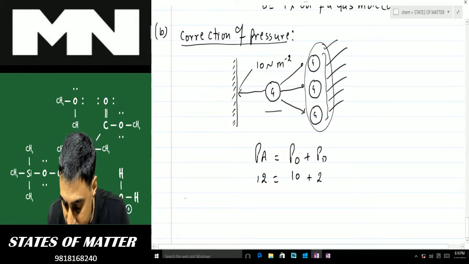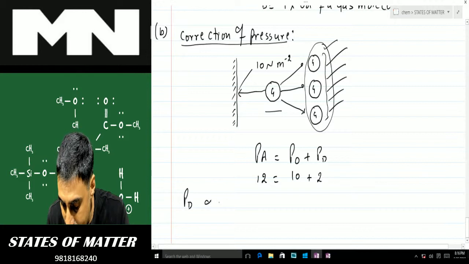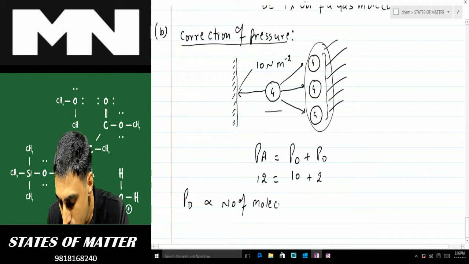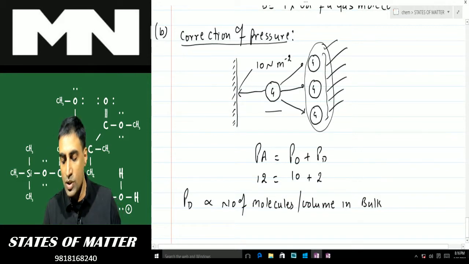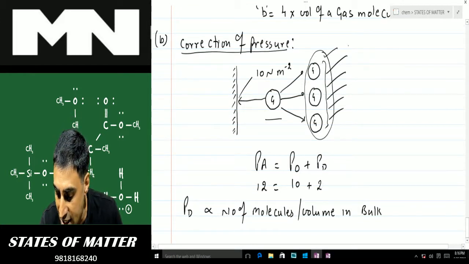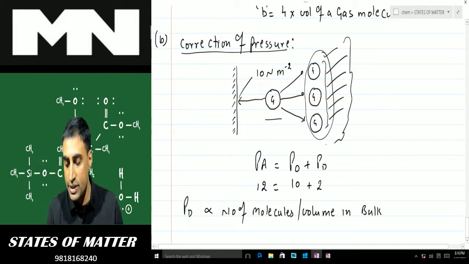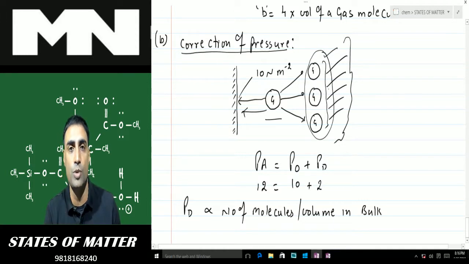This decreased pressure is directly proportional to the number of molecules per unit volume in bulk. That means these gas molecules which are here, which are behind the molecule which is striking. Here I have written 3 gas molecules. Had there been 4, the force of attraction would have been more. Had there been 6, the force of attraction would have been still more.